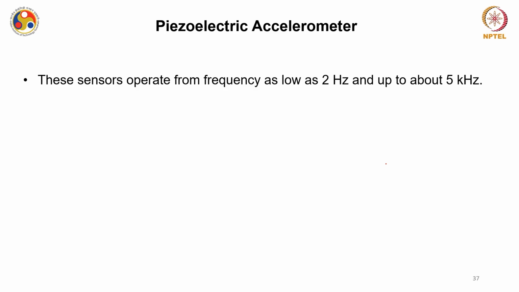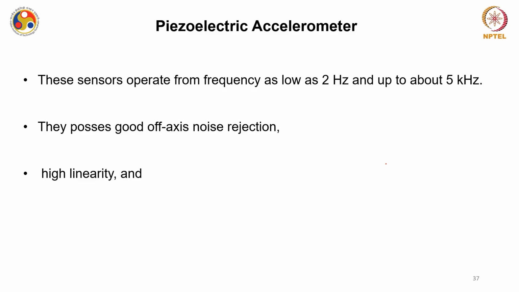These sensors typically operate from a frequency range of as low as 2 Hz up to 5 kilohertz. The advantage of using these accelerometers is that they possess good off-axis noise rejection and high linearity. Similar to the piezoresistive device, they can operate over a wide operating temperature range, but they are not very much affected by the change in temperature. So piezoresistive devices were more susceptible to ambient temperature changes as compared to piezoelectric accelerometers.